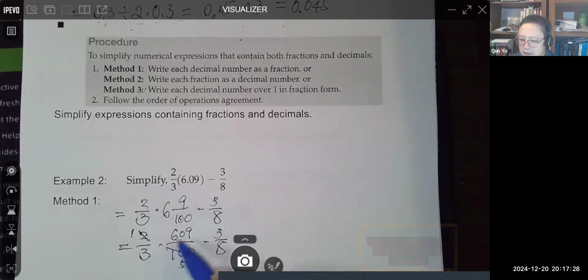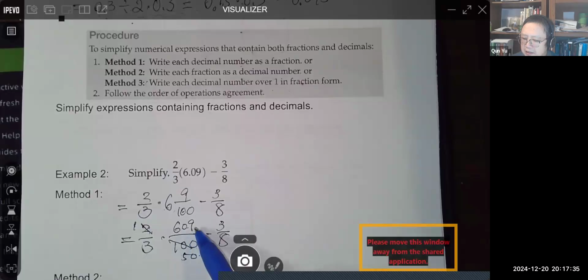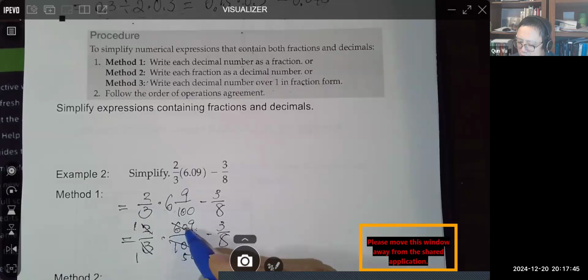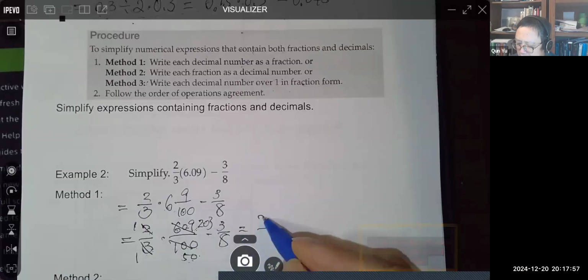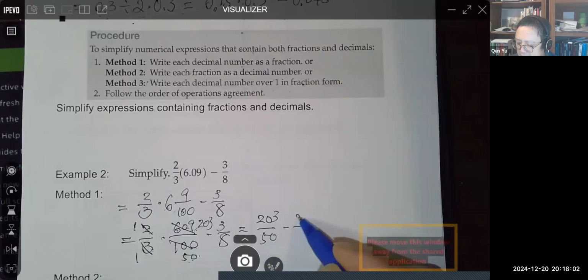Now, between 3 and 609, 609 can be divided by 3. How do I know that? When you add these digits together, you get 15. 15 can be divided by 3. So this number can be divided by 3. So 3 divided by 3 is 1. 60 divided by 3 is 20. 9 divided by 3 is 3. So we have 203. Now double check, between these two, they cannot be further simplified. So we just have 203 over 50 minus 3/8.